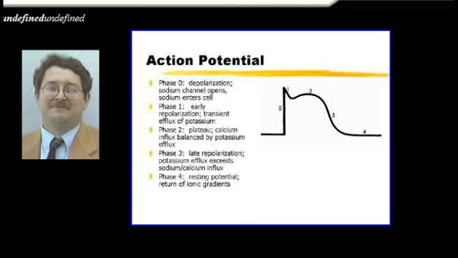During phase 1, there is early repolarization, and this is due to transient efflux of potassium, again along a concentration gradient. During phase 2, which is the plateau phase, calcium influx is balanced by potassium efflux. During the late phase of repolarization, which is phase 3, potassium efflux exceeds the inflow of positively charged ions, and the transmembrane potential returns to its resting state, or phase 4. During phase 4, there is a return of the normal ion gradients, and this is brought about by active ion transfer.